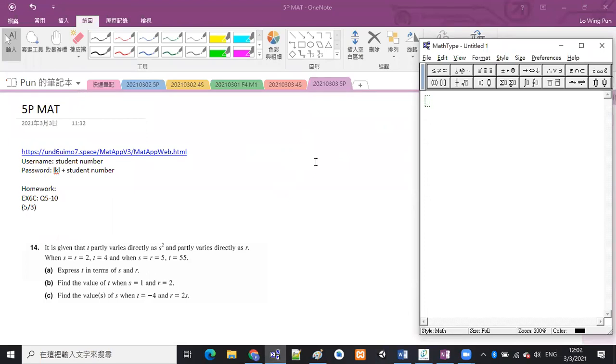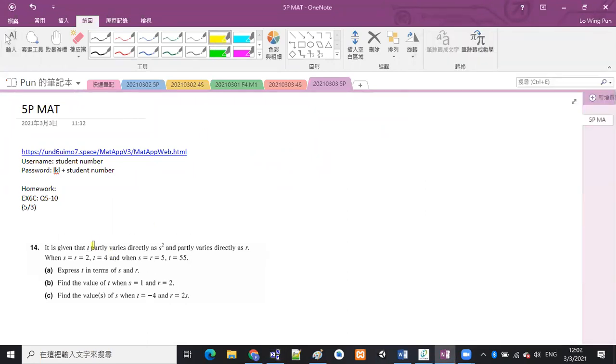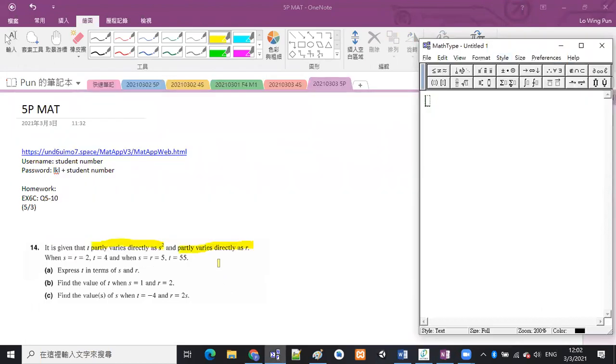So it is given that t partly varies directly as s squared and partly varies directly as r. Can you see this? Partly varies directly as s squared and partly varies directly as r. So we have two parts. So we will let t be the sum of two parts. The first part is direct variation, so a times s squared, plus the second part is also directly, so we use b times r, where a and b are not equal to 0.